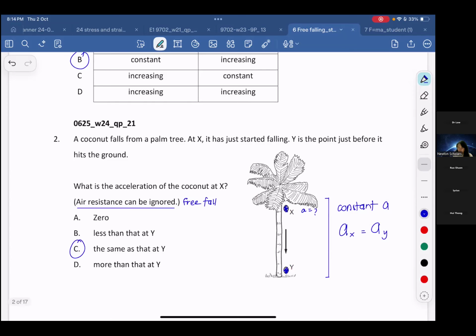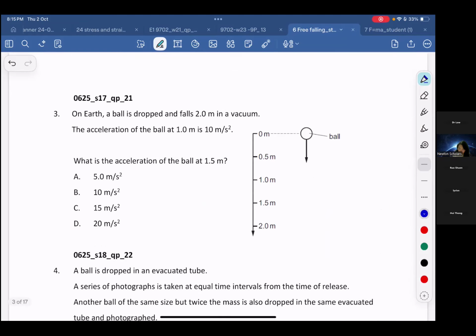Any question? No question. We go to your next page. Okay, thank you, Hui Tong. Boys and girls, we go to question number 3.